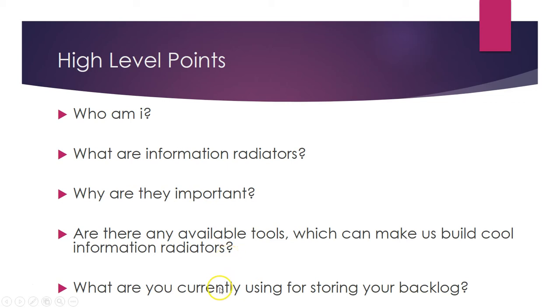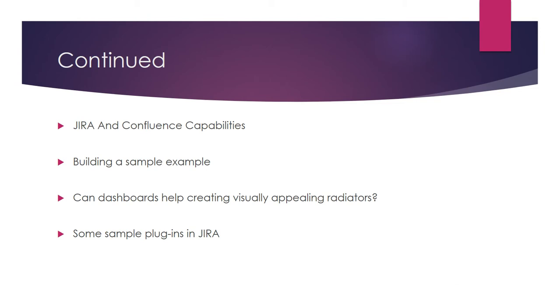So let's move back to what you are currently using for storing your backlog. Obviously, there must be some kind of medium where you are storing your PBIs. For example, in our company we are using Jira, and some people are using XPlanners. So it depends upon what kind of tool you're using and what kind of capabilities it gives. If I talk about Jira and Confluence, Jira is the most powerful tool for product management, I would say, with a lot of capabilities and built-in plugins. So it's pretty cool, and it's a pretty rich source for making an information radiator.